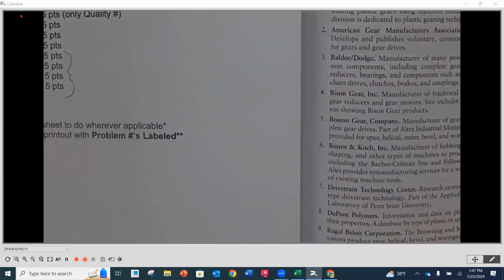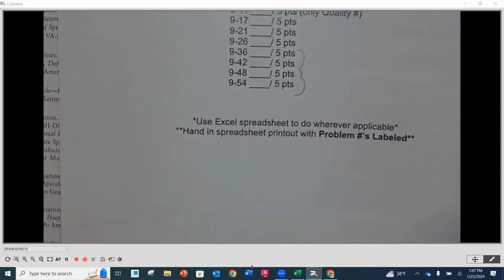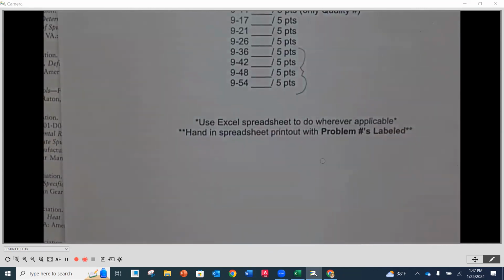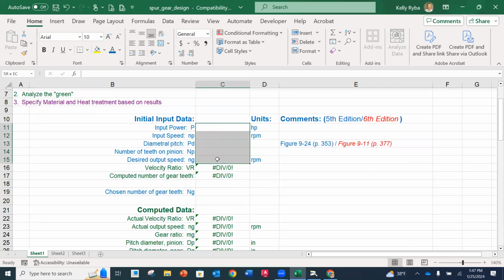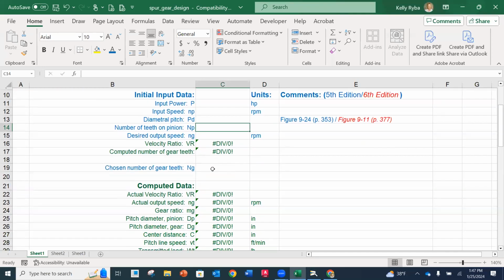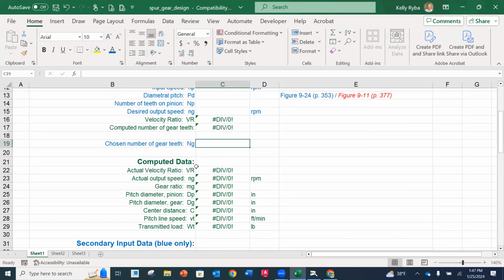So as you can imagine, there's a statement here at the bottom: use your spreadsheet whenever you can. So if we go back to our spreadsheet here, you'll notice that there's spots for you to input this information. Now, it's not exactly the same as this. So what you can do is put your horsepower in, your input speed, your diametral pitch, the number of teeth on your pinion, and you can skip down to then the number of teeth on your gear, okay? And then what'll happen is it'll populate this area, which corresponds to what it's asking for.